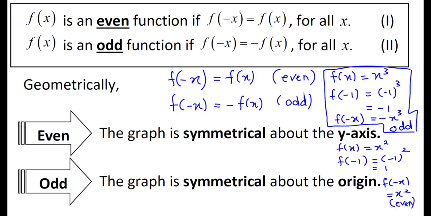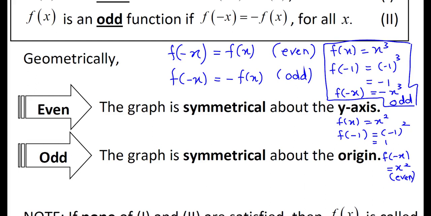Okay, and then one more thing: the graph of an even function is symmetrical about the y-axis. Okay, for example, on this graph, y with respect to x, y equals x squared. So you get a graph like this. So this is f(x) and then this is f(negative x). So this one is symmetric.